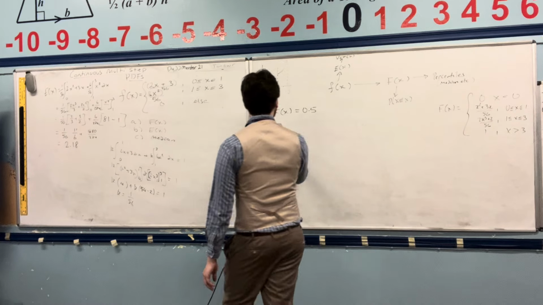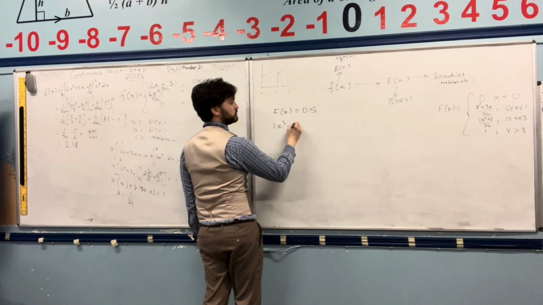So we get that 2x cubed plus 2 over 56 equals 0.5. And so 2x cubed plus 2 equals 28. And so we get 2x cubed equaling 26, and so x cubed equals 13. So x is the cube root of 13. That would be the median. So your median is at 2.35.